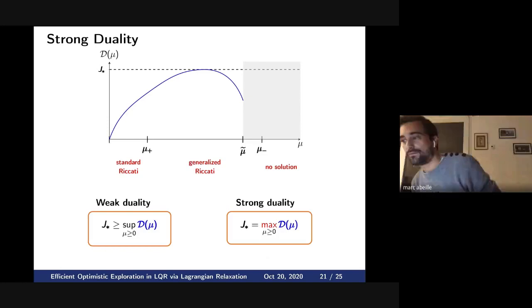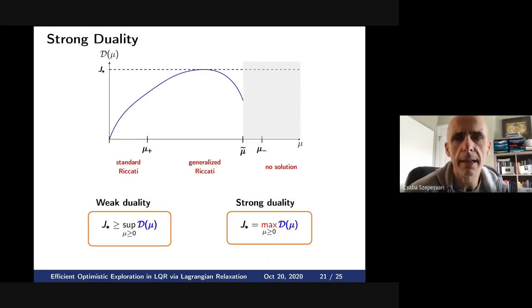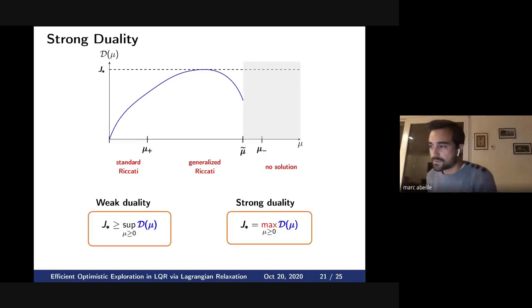But mu minus and mu plus are not problem-dependent constants, so you can pre-compute them and then search that space. Mu plus and mu minus are not problem-dependent constants in the sense that they depend on the least square ellipsoid, the confidence ellipsoid that you use to construct the constraint.